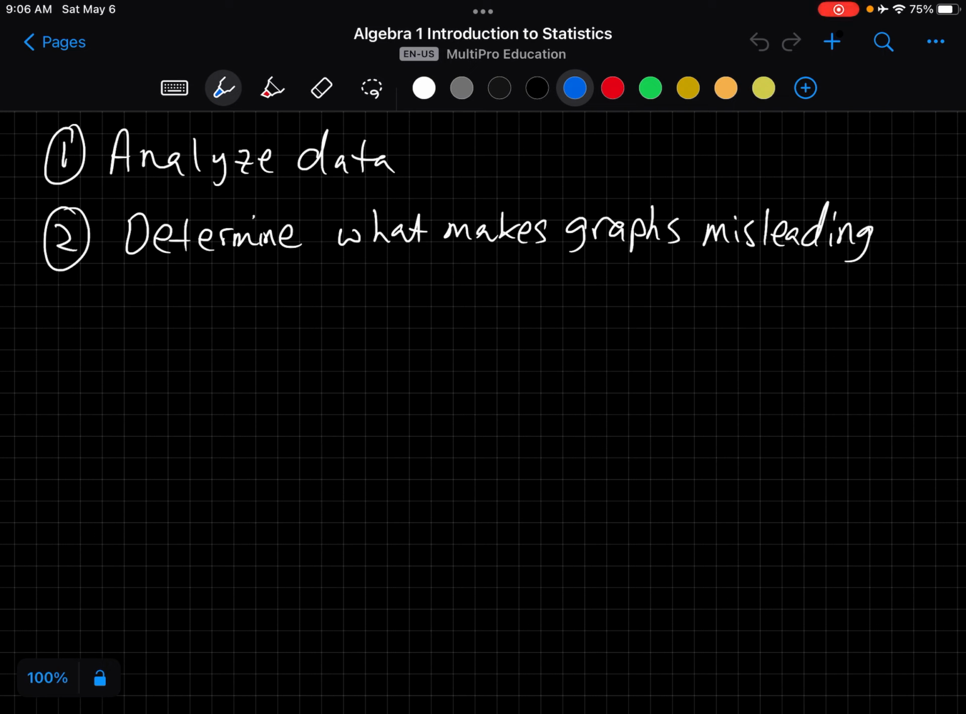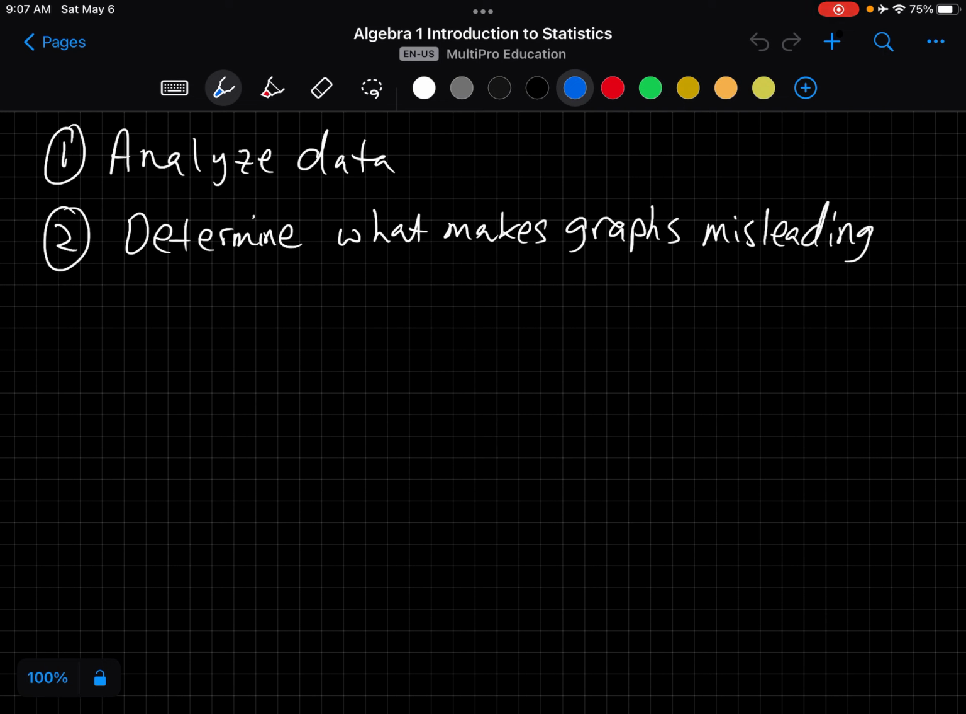Hello, everyone. We are going to be talking about statistics today. So, you're going to have a little bit of an introduction into statistics. I know this is not a statistics course, we're talking about Algebra 1. But there's some things we learned last time that helps us learn and know what to do with statistics.